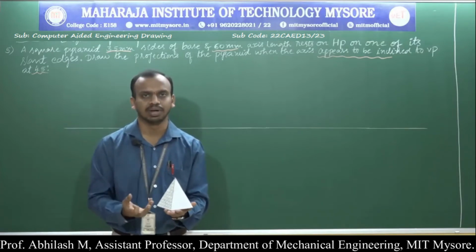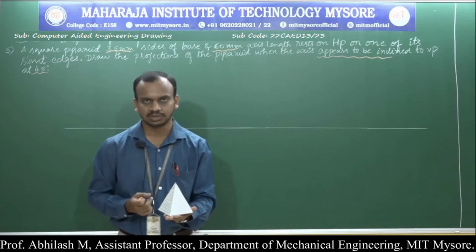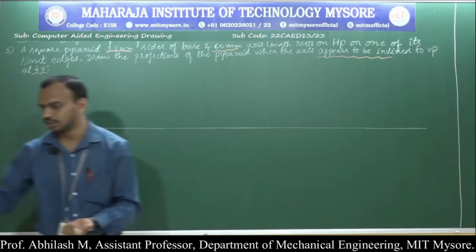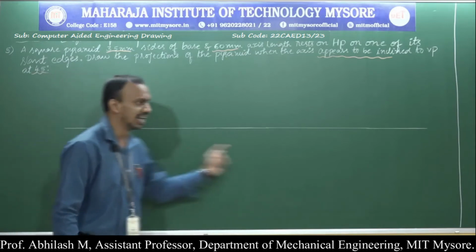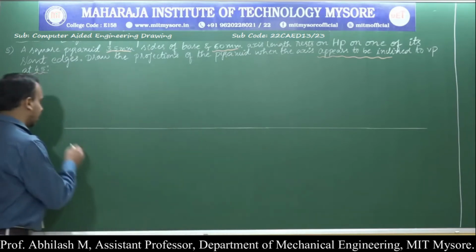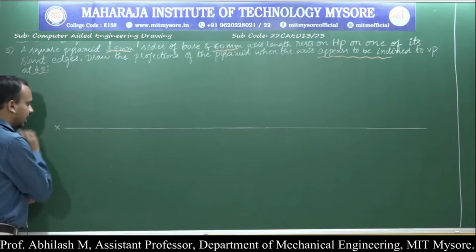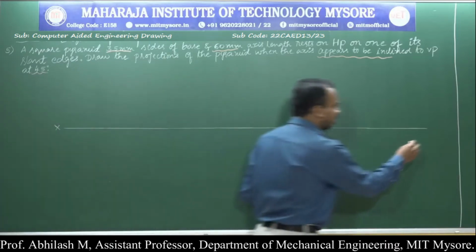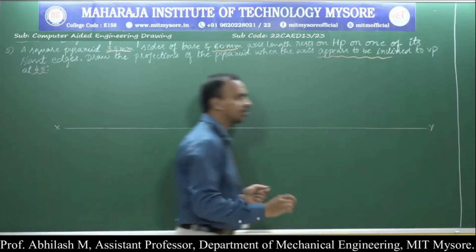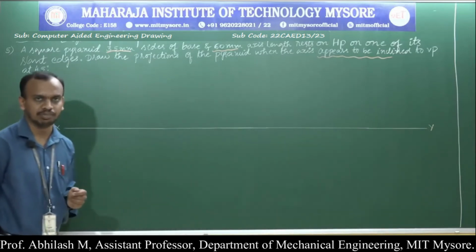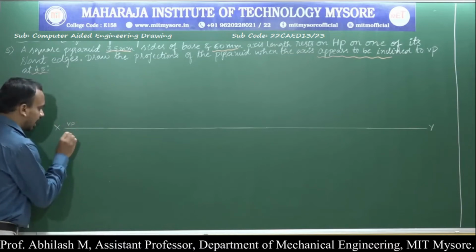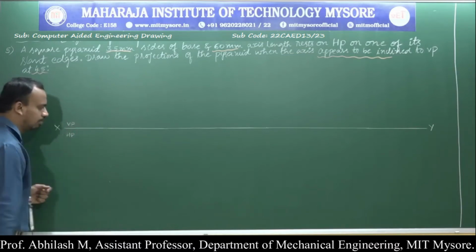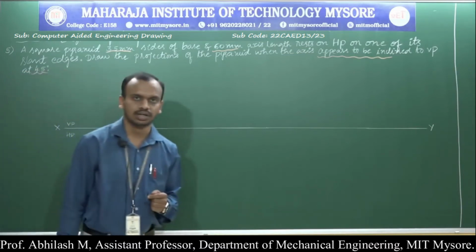So now, what is the pyramid that we are supposed to construct? It's a square pyramid. So let us begin with our first position. What is the first thing that we are supposed to do? The first and foremost thing is to draw the XY line. So we have drawn the XY line. Let us name the line X and Y. The other important thing is we should highlight VP and HP, that is the vertical plane and the horizontal plane.